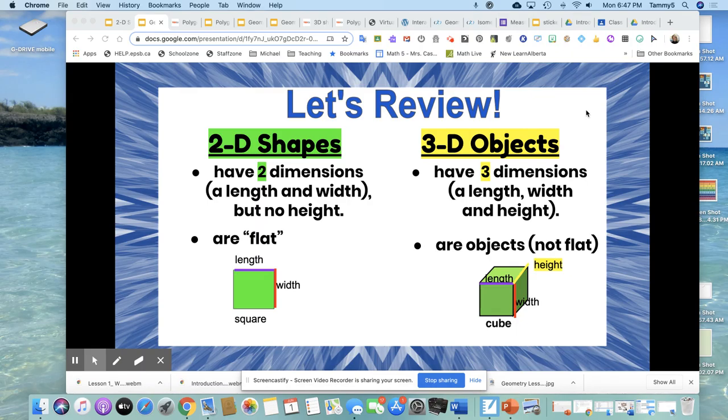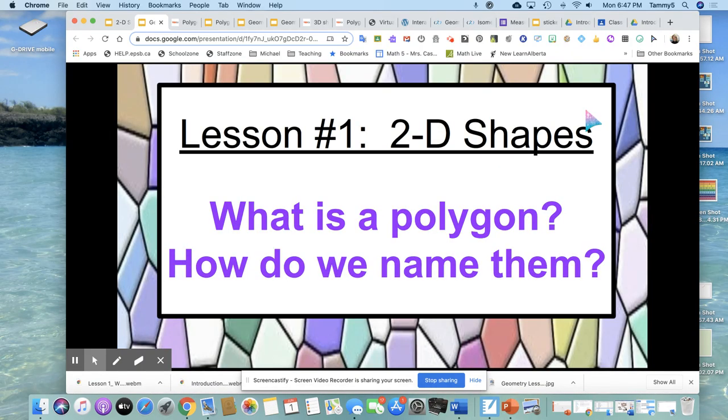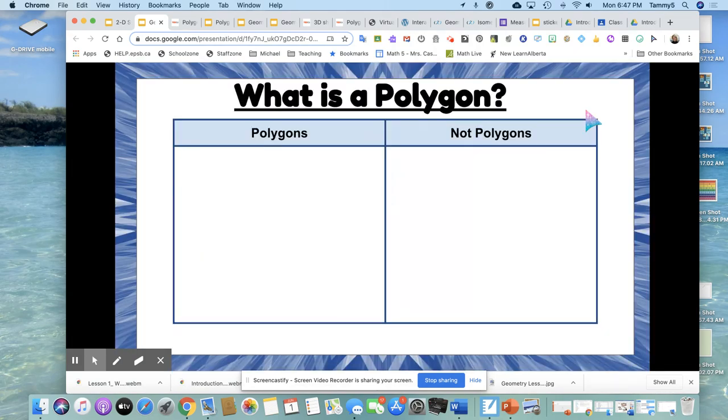Today we're going to focus on 2D shapes, and specifically we are going to learn what a polygon is and how we name polygons. Let's start by looking at some examples and non-examples of polygons. And I want you, as I'm adding these examples and non-examples, to think about what makes a polygon a polygon. There are two things that a figure has to have in order to be considered a polygon.